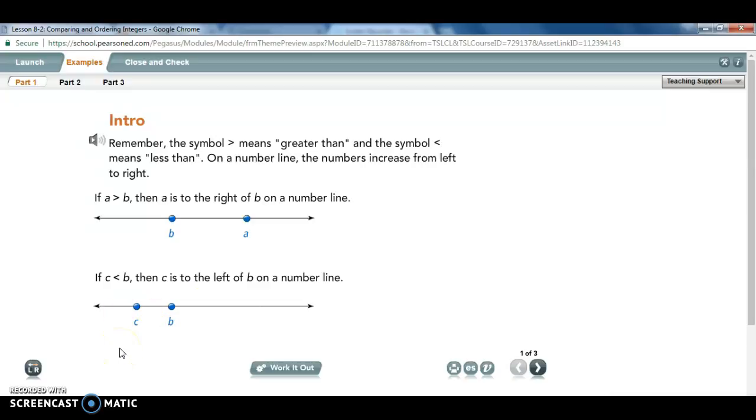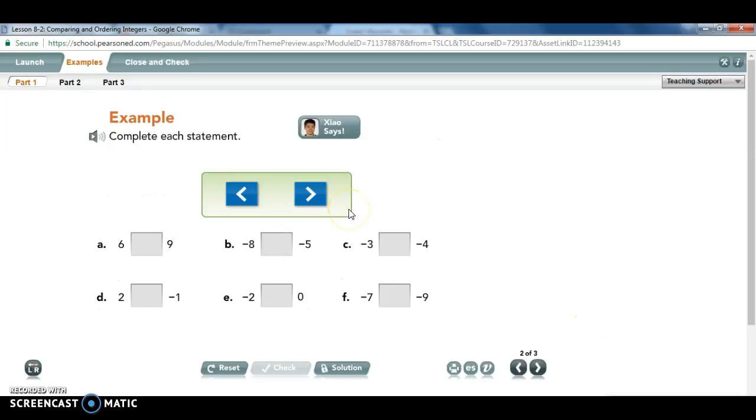It's going to be very important to understand how a number line works, knowing that the further you go to the right, the larger your numbers are. The further you go to the left, the smaller your numbers get. So what we want to do with this example problem is look at each of these statements and say whether the right side is bigger or the left side's bigger.